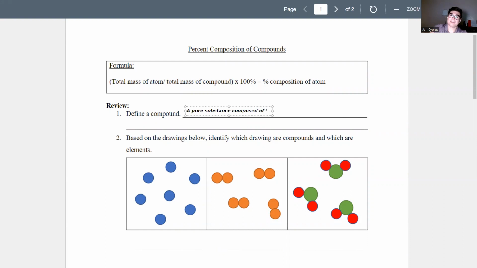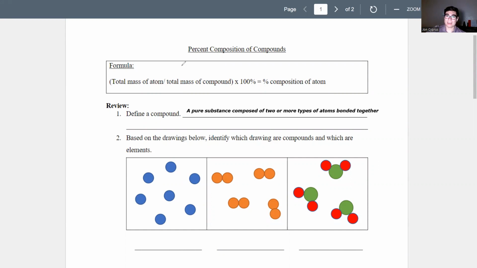composed of two or more types of atoms bonded together. So we have two or more different types of atoms that are bonded together. This forms a compound. Next, it says, based on the drawings below, identify which drawings are compounds and which are elements.